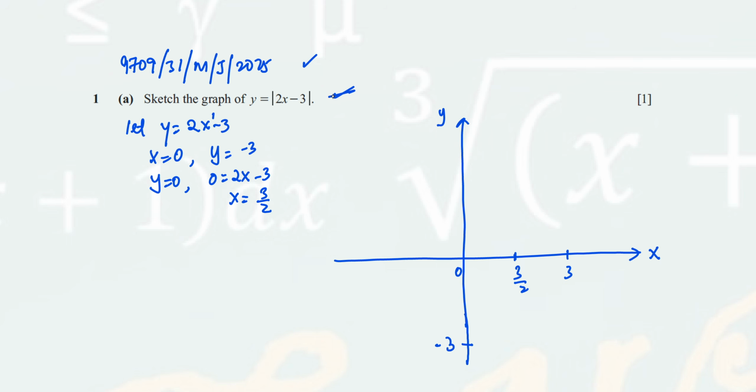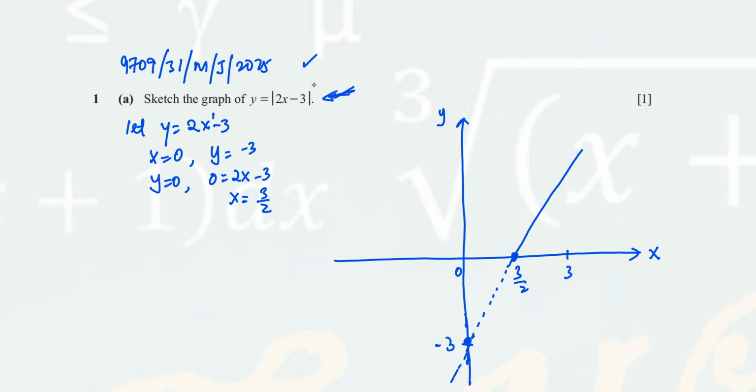Now, we know that we are sketching the modulus graph. That means the graph is always positive. So if I join these 2 points, I will get a straight line, but then this negative part will be using dotted line, because this is not our actual graph. I mean, this is not our modulus graph. It is just a straight line for the graph of 2x minus 3.